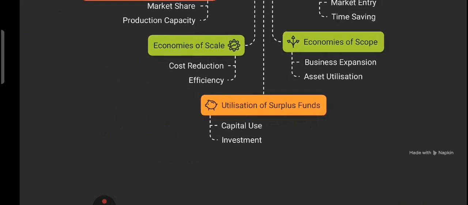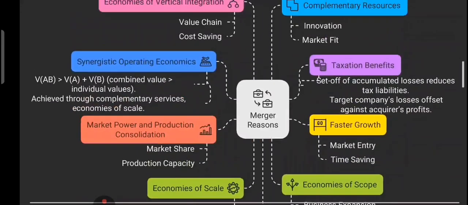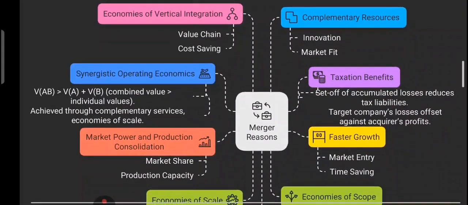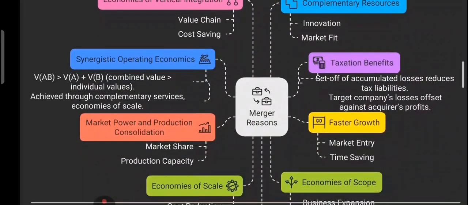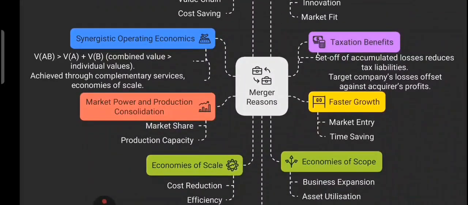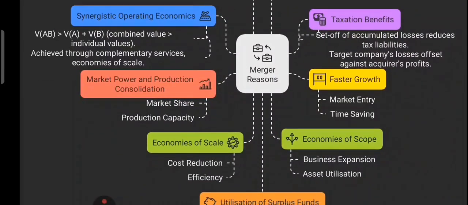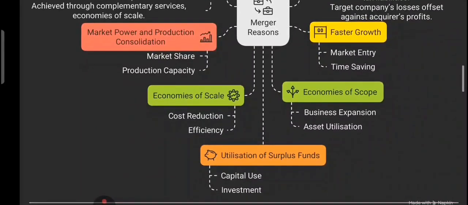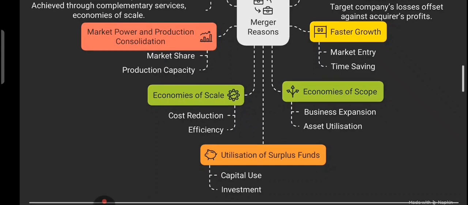So together, let me just summarize the main points. First of all, economies of vertical integration, complementary resource, synergistic operating economy, taxation benefit, market power and production consolidation, faster growth, economies of scale, economies of scope, utilization of surplus fund. So together these reasons paint a powerful picture of why mergers are not just about expansion, they are about smarter, faster and more strategic evolution.